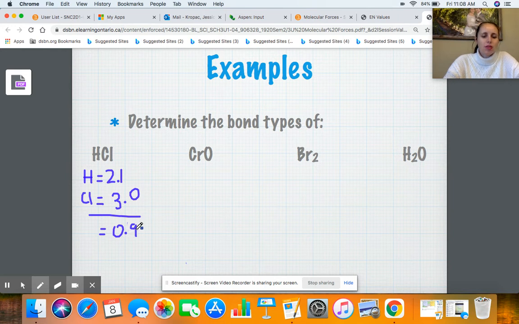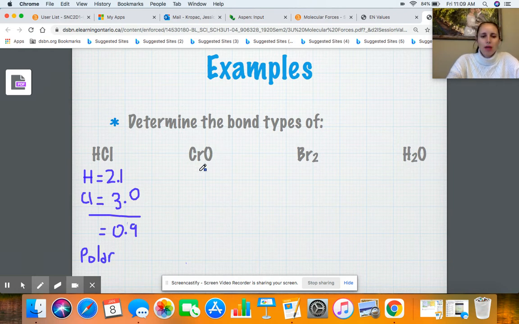Now, if it's a 0.9 difference, this is more than 0.4, but it's less than 1.7. So it's kind of that in-between ground. That in-between ground, we call a polar bond. Again, I'll get more into what polar means in a different lesson.